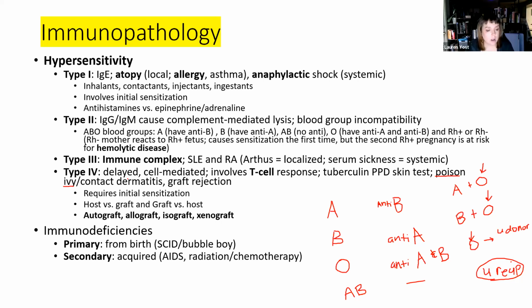So secondary immunodeficiencies, we have the acquired versions. So this is anything where it could be like chemotherapy or radiation, or it could be due to an infection like with HIV. So yeah, that's basically the rundown of the immunopathology that we talked about for chapter 16.